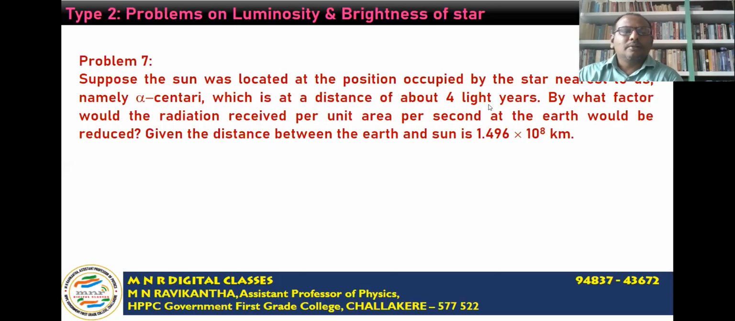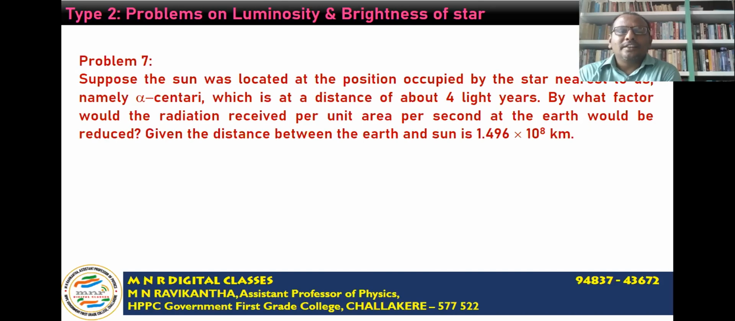Next problem. Suppose the sun was located at the position occupied by the star nearest to us, that is Alpha Centauri, which is at a distance of about 4 light years. By what factor would the radiation received per unit area per second at the Earth be reduced? The distance between the Earth and the Sun is 1.496 into 10 to the power of 8 kilometers.